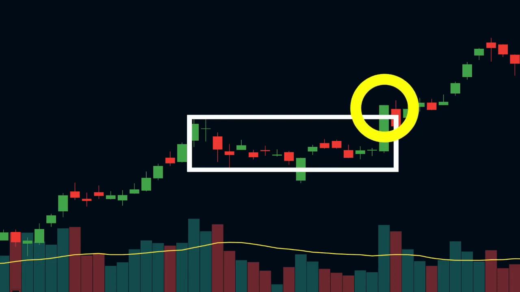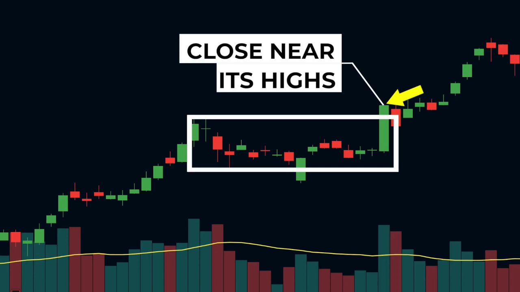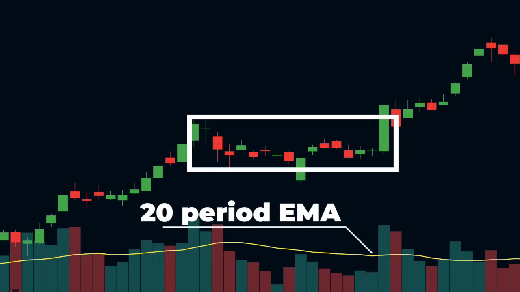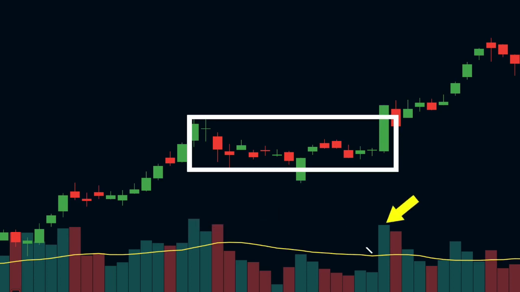On this candle, the price finally broke above the upper boundary of the box. The close of the candle was right at the highs. Hence, it is a strong close. Secondly, the volume of the breakout candle was also high. The yellow line here is a 20-period moving average of the volume. We can clearly see that the volume on the breakout candle is above the yellow line. Hence, we have a high volume and strong close on the breakout candle, so we shall enter at the close of this candle.